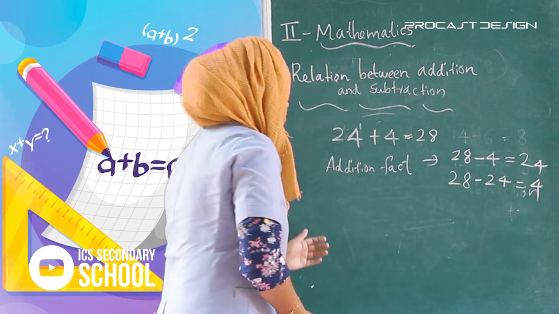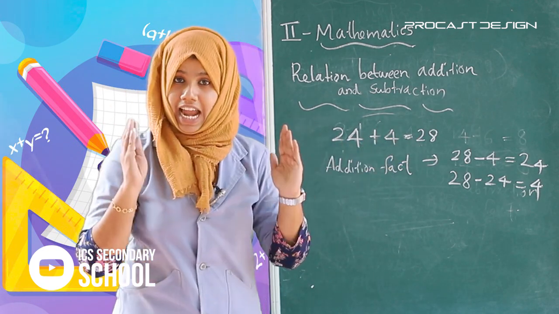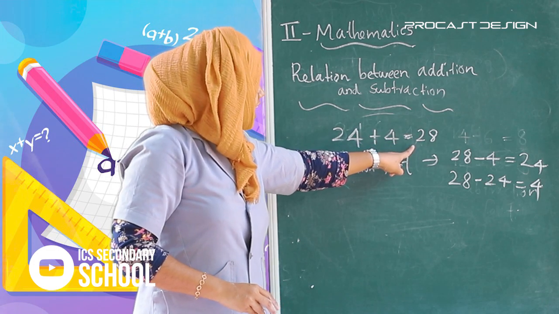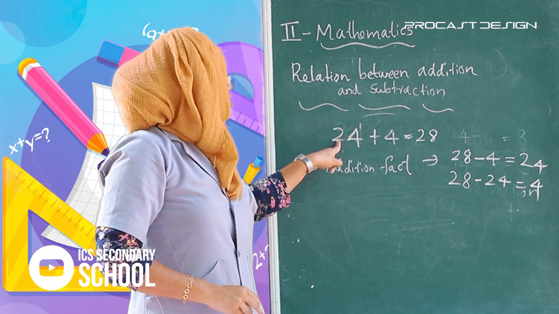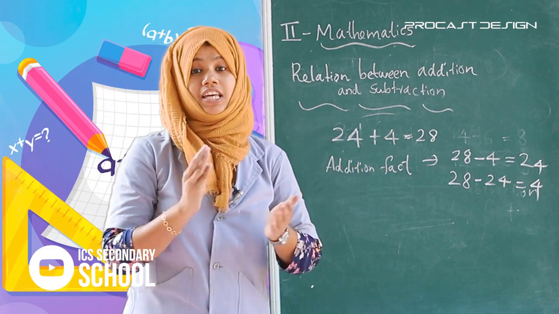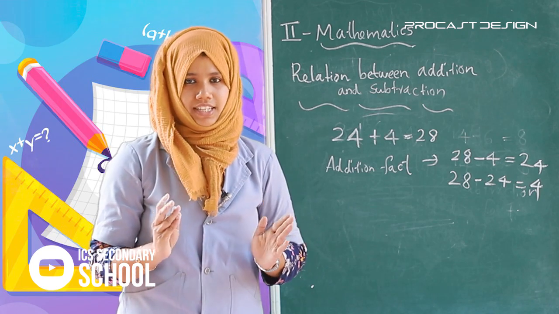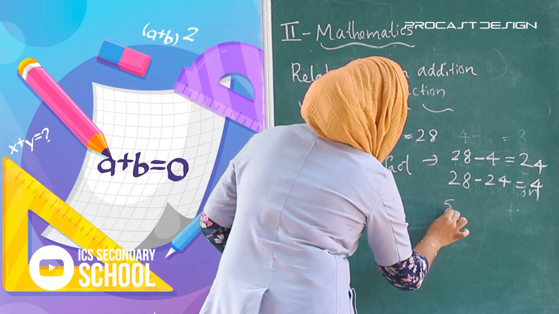So, 24 plus 4 is 28, that is the addition fact. Then 28 minus 4 we get 24, 28 minus 24 we get 4. This is the relationship between the addition and subtraction. Okay, is it clear? So, this is the subtraction fact.